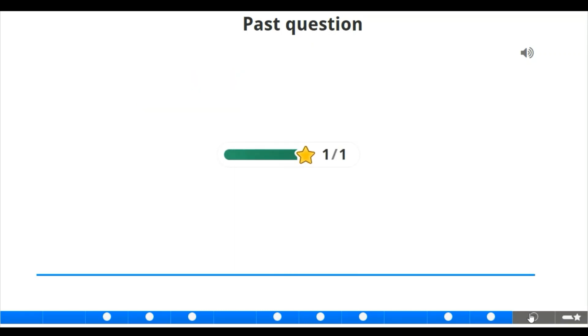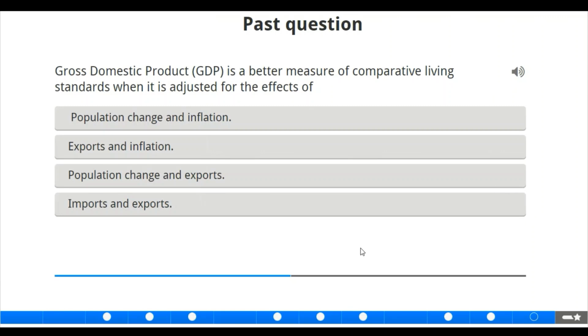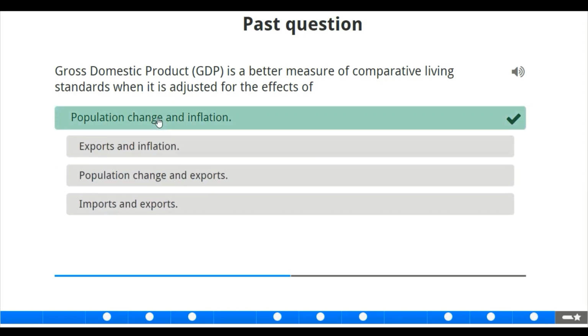Of course, an increase in productivity can lead to an increase in living standard. We move to the next slide. Moving to the next slide, we also have a past question here related to gross domestic product. Gross domestic product is a better measure of comparative living standards when it is adjusted for the effect of what? Now, GDP is calculating what? That is the income per capita of an individual. Now here we have population change and inflation, export and inflation, population change and export, import and export. Of course, it is adjusted for population change and inflation.